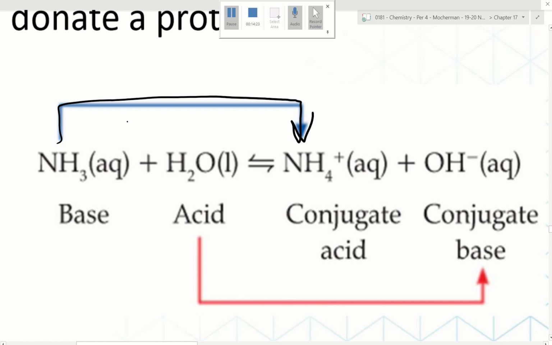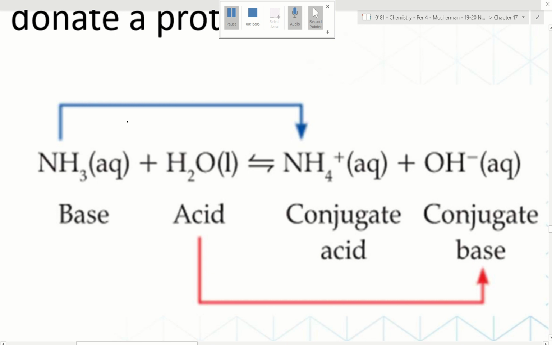The conjugate base, on the other hand, is the species that is formed after the acid donates its proton. So the water is the acid, it donated its proton, so it became the conjugate base. Now this is only really important in reactions that are reversible. See this little double arrow right here? That's showing that the reaction can go forward or backwards. So in the forward reaction, ammonia is the base and water is the acid, but in the reverse reaction, ammonium is the acid and hydroxide is the base. So this is ammonium and this is hydroxide. That's the reverse reaction.